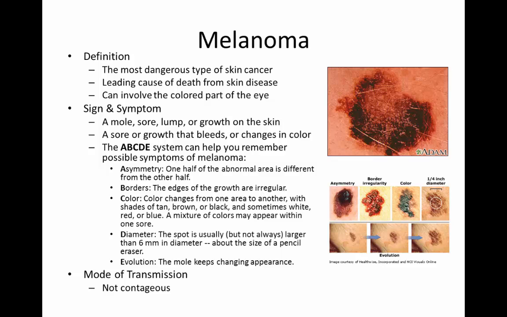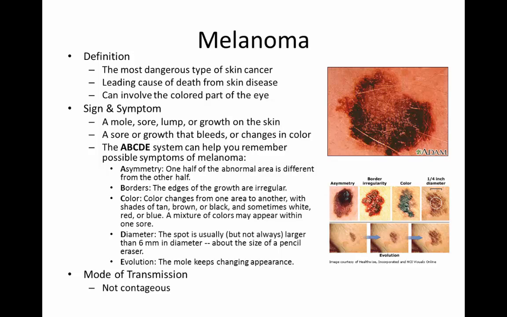A melanoma is the most dangerous type of skin cancer. It is the leading cause of death from all skin diseases. It can involve the colored part of the eye as well. Signs and symptoms include a mole, sore, lump, or growth on the skin, a sore or growth that bleeds or changes in color. The ABCD system can help you remember the possible symptoms of a melanoma.